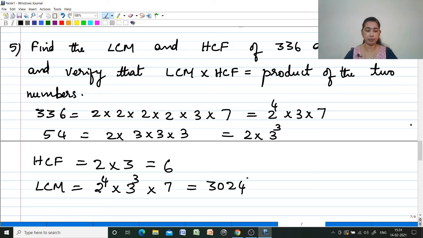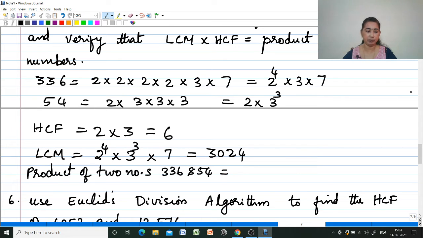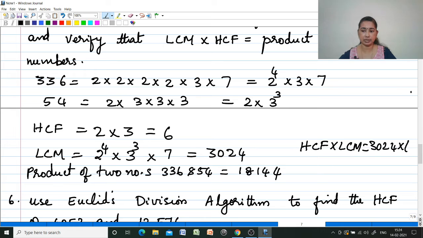Now, product of two numbers. We know that the product of two numbers is equal to LCM into HCF. We got HCF and LCM. Now we are finding the product of two numbers, 336 and 54. Multiplying both, we get 18,144. And LCM into HCF is 3024 into 6, again we get 18,144. So it is verified. LCM into HCF is equal to product of two numbers.